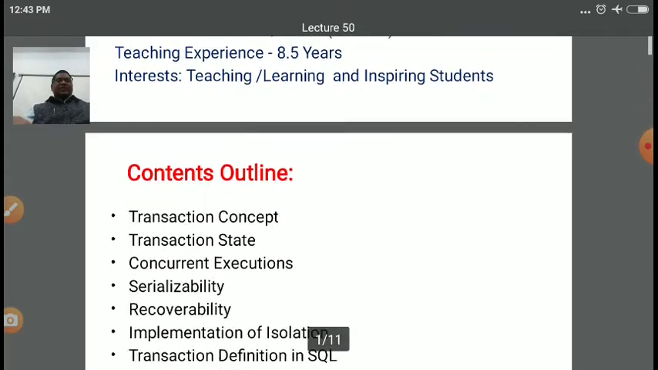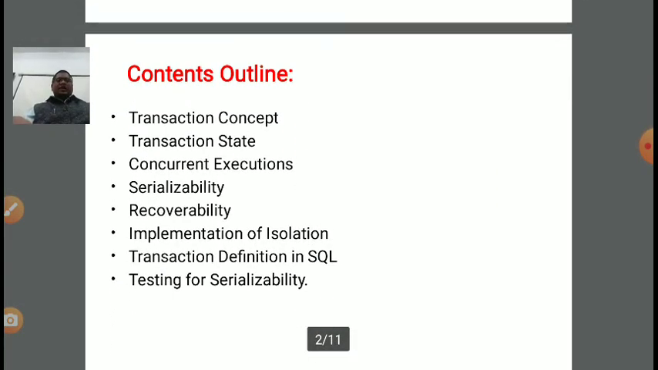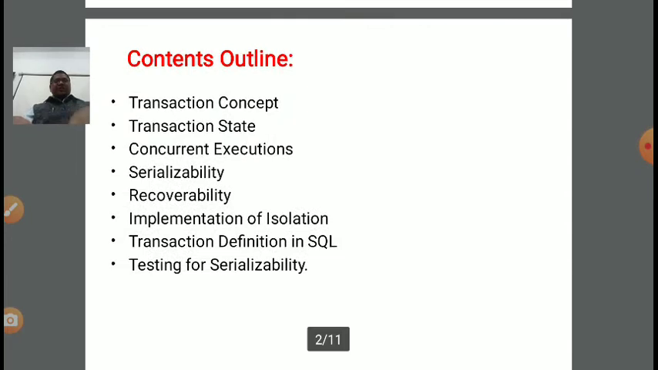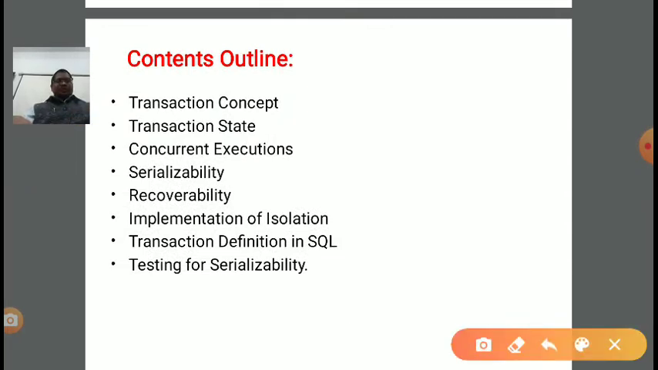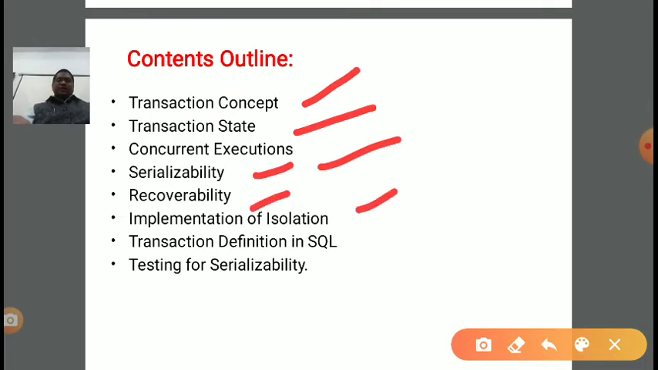Now in today's lecture we are starting a new lecture series on transaction. In this lecture series we will be covering the transaction concept. What do you mean by transaction? What are the various concepts involved in a perfect transaction? Transaction state. What do you mean by concurrent transaction? Serializability, recoverability, how to implement the isolation concept, transaction definition, how to implement it in an SQL query, then how to test whether a transaction is serializable or not, right?